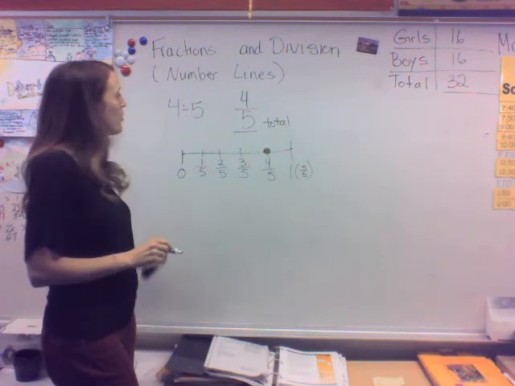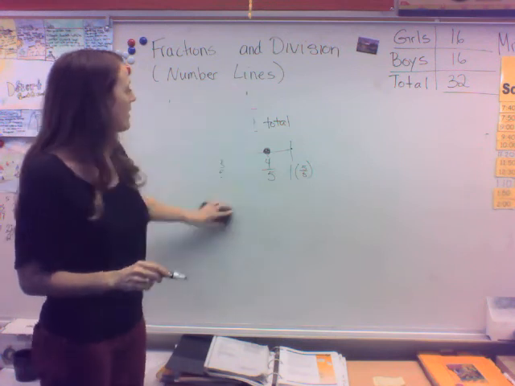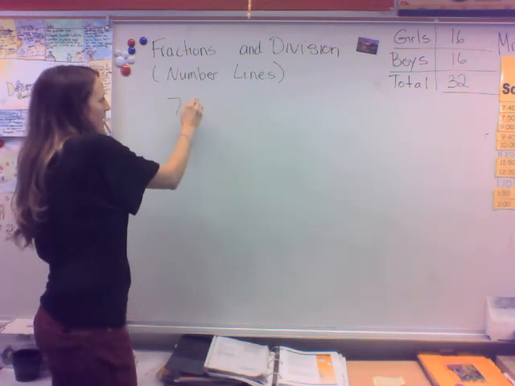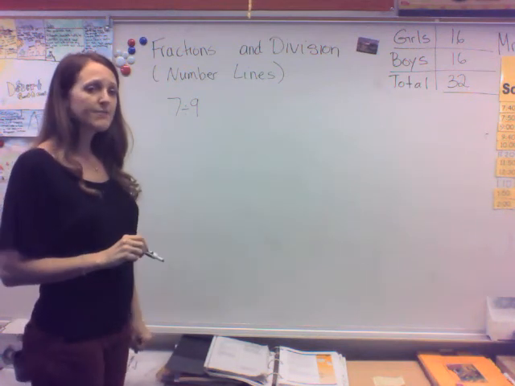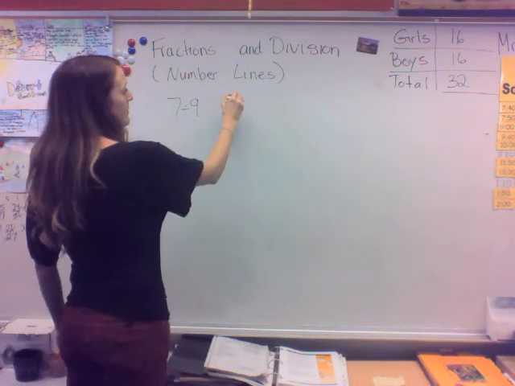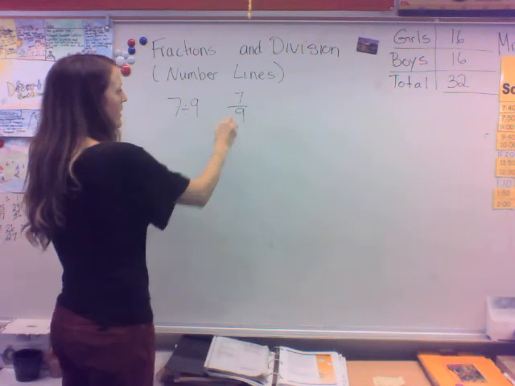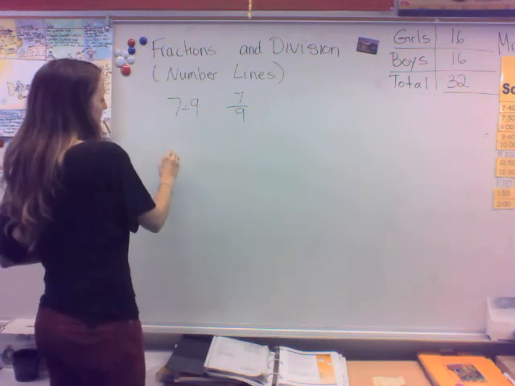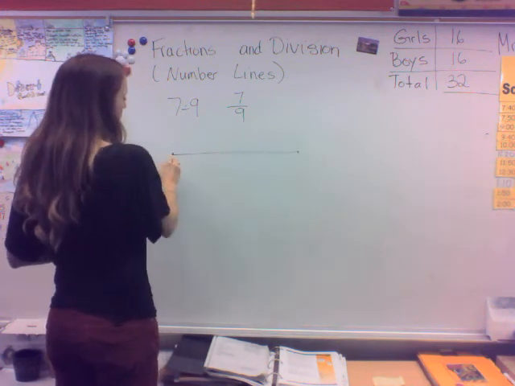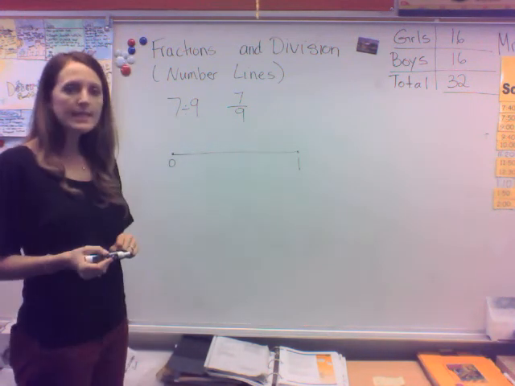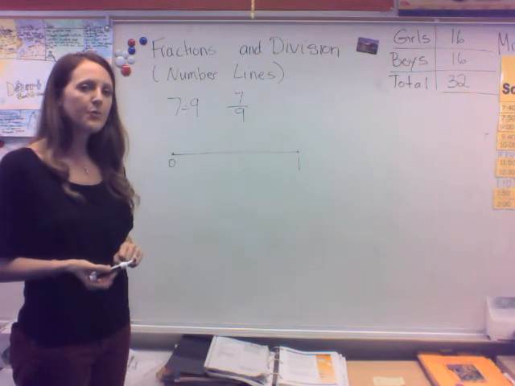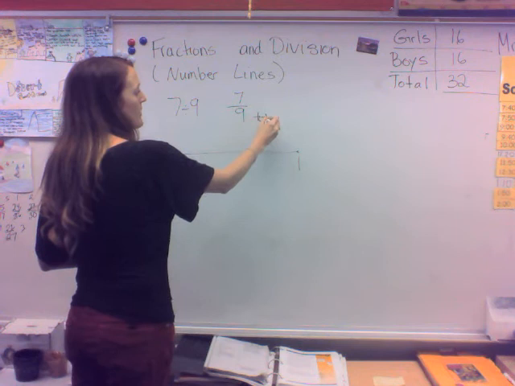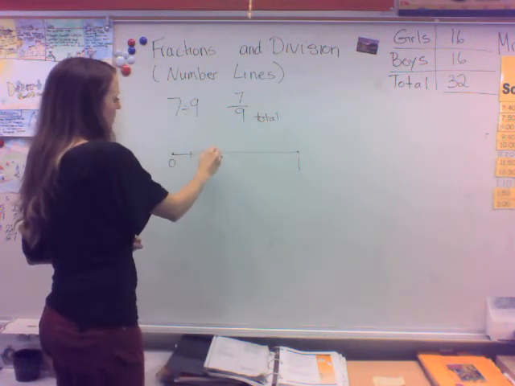Let's do one more example. Say you're given the number 7 divided by 9. How do we write that as a fraction? King goes on top, the peasant goes on bottom. Set up your number line, 0, 1. How many pieces are we going to break our number line into? 9 pieces, because 9 is our denominator, which is our total.